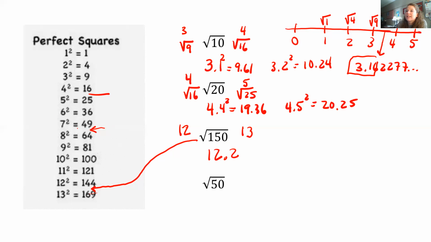So I would think that it would be very close to probably 7.1. So let's see what 7.1 squared is. Yep, it's 50.41. So it's even a little bit bigger. 7.1 squared is a little bit more than 50. So we could even try something like 7.08 or something like that.